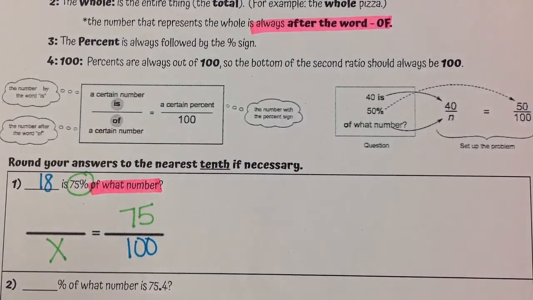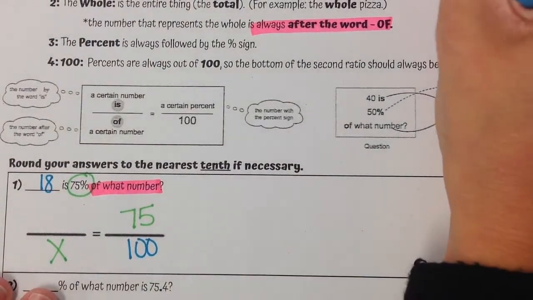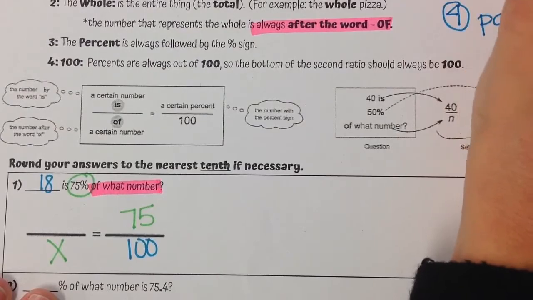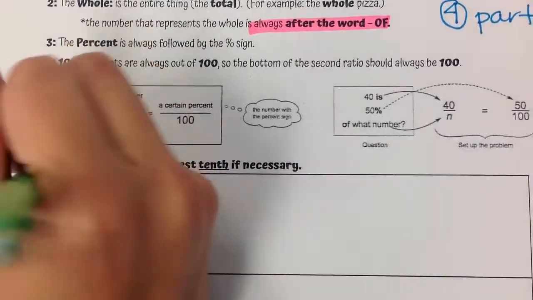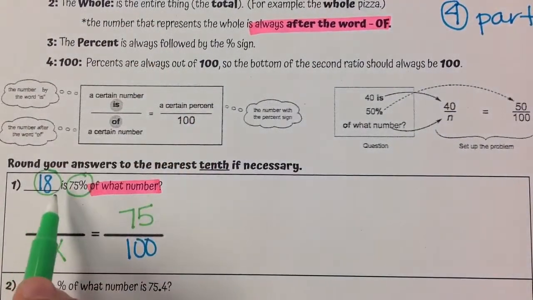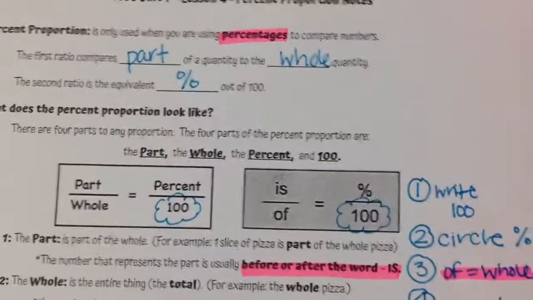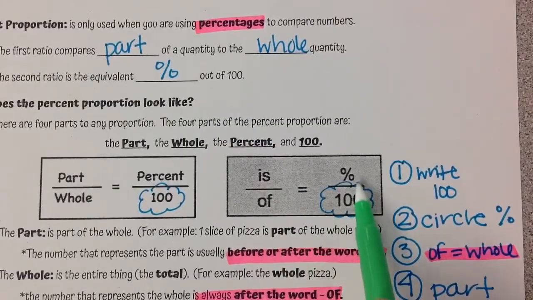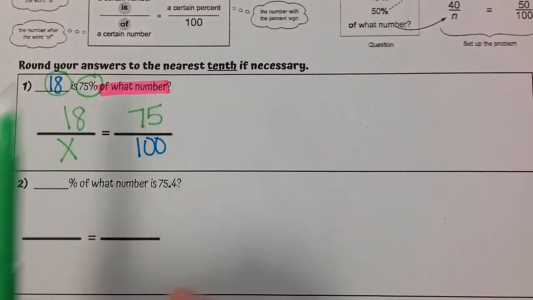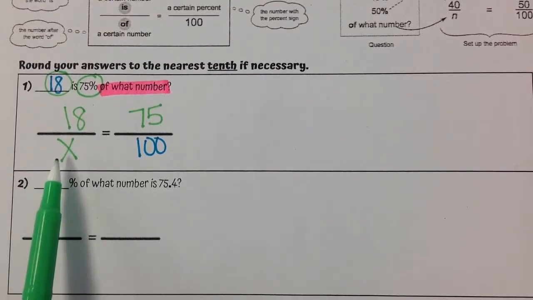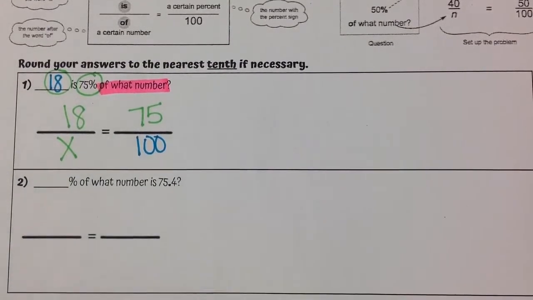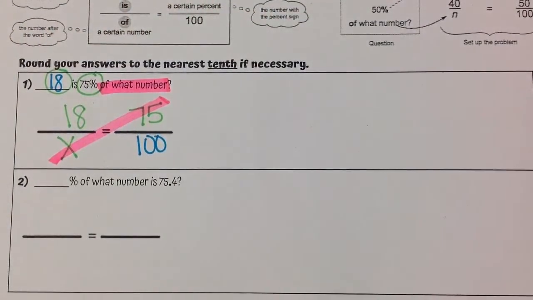And then the fourth thing that I look for is the part, which in this case is just going to be whatever that other number is. 18 clues us into the part. So if it helps you to use that, is over of equals the percent out of 100. And just know for this lesson, we are always going to be solving for the whole. So now we've got a proportion that we can solve.